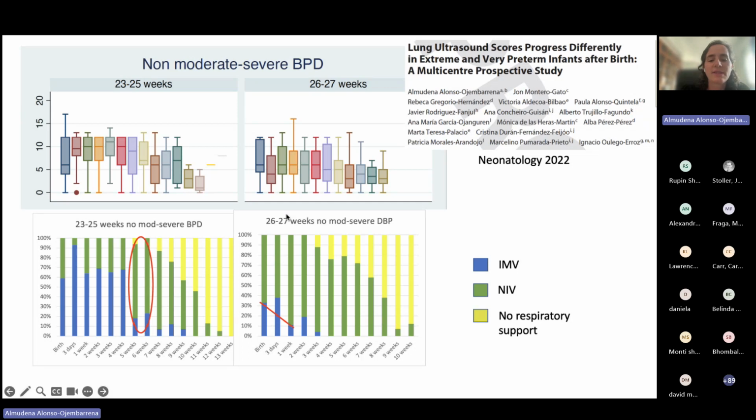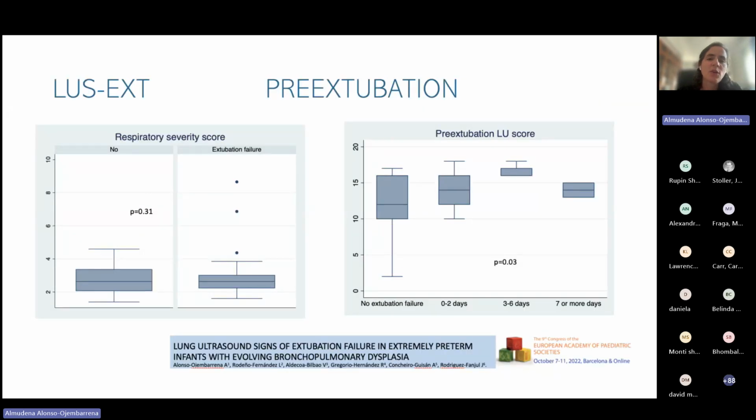This is more or less what happens in infants born at 26, 27 weeks, but they are mostly extubated since birth. So taking this into account, it doesn't seem that lung ultrasound is a good value to decide on the prognosis. So we performed a pilot study using data from 6 NICUs in Spain. These are infants born before 30 weeks who had an extubation attempt at about 20 days of life. We divided them according to extubation failure or not.